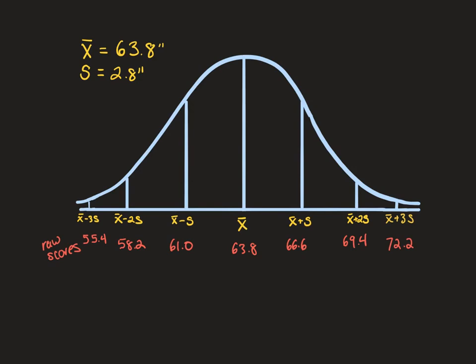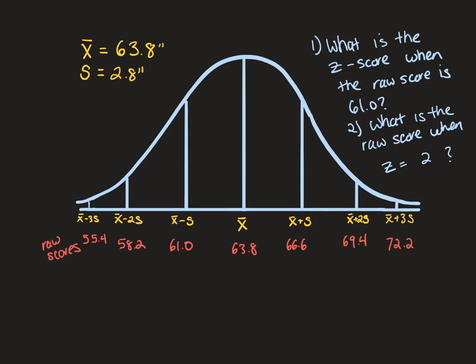Take a moment to look at the answers here. As we move from the mean of 63.8 inches to the right, we see raw scores of 66.6, 69.4, and 72.2. As we move to the left, descending from the mean, we see decreasing raw scores going to 61.0, 58.2, and 55.4. Keeping this in mind, try to answer the following questions. Number 1. What is the z-score when the raw score is 61.0? Number 2. What is the raw score when z equals 2?